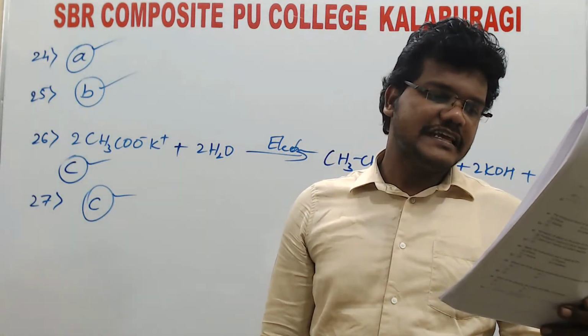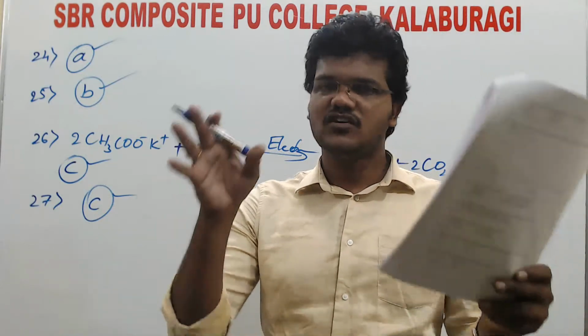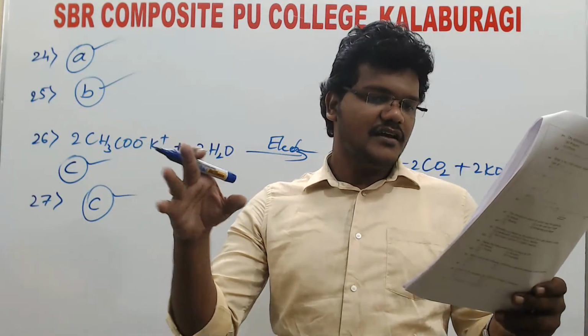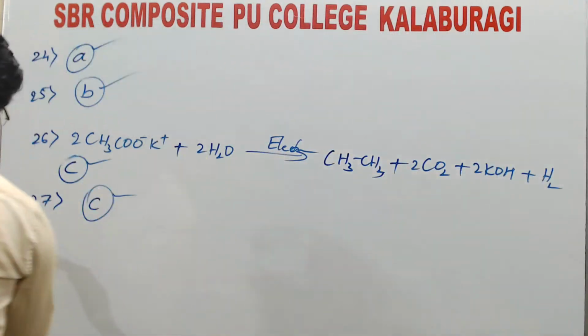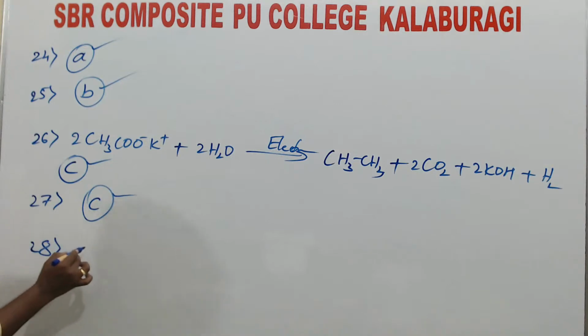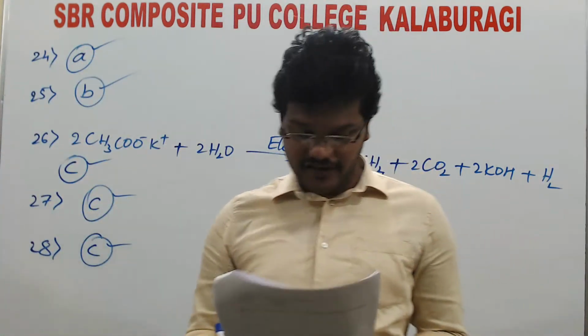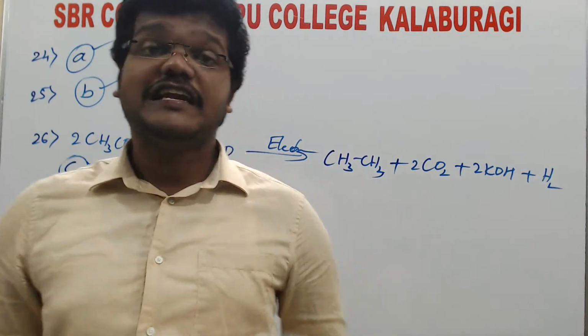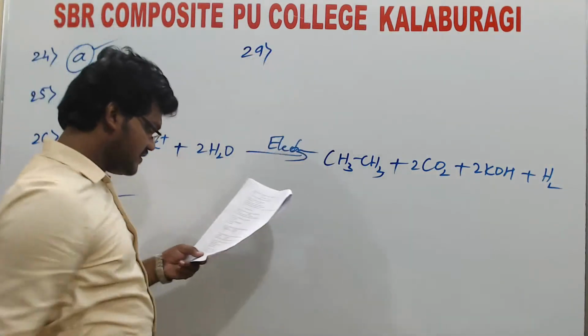The preparation of ethane by electrolysis of an aqueous solution of potassium acetate, the same as coal-based electrolysis, is called what? As simple as that, option C, coal-based. So 28 is also coal-based, and the correct option is C, coal-based synthesis or coal-based electrolysis, you can say. So let's go for 29. Clear?